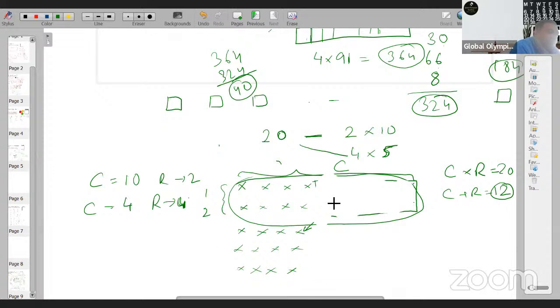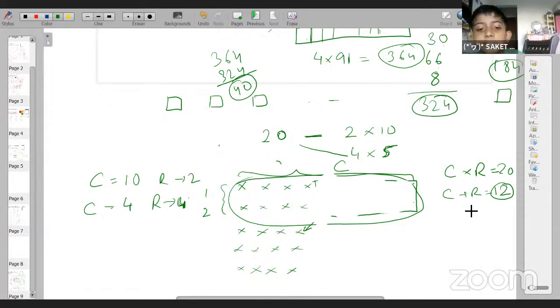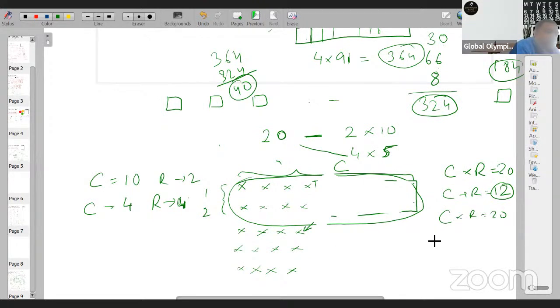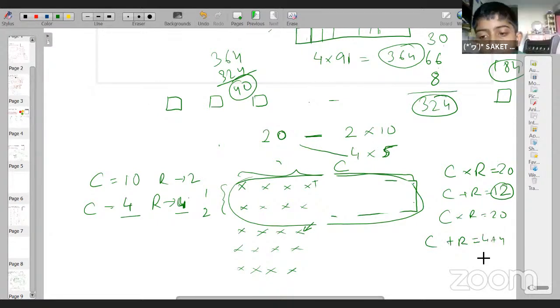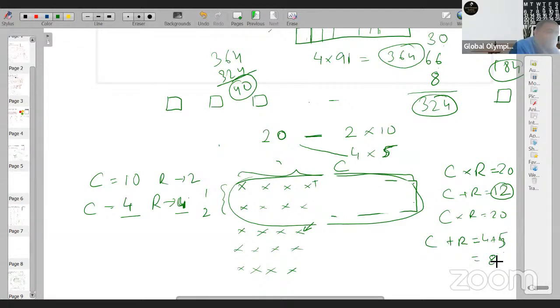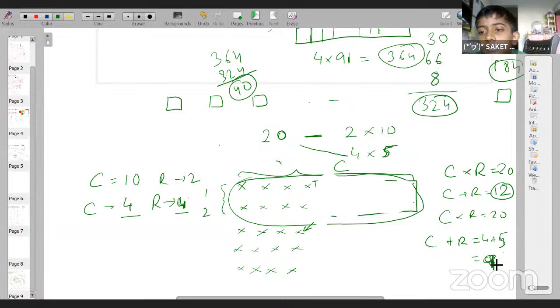So now still we have 20 objects, correct? Column into row is still 20. But column plus row became what? 4 plus 5, sorry, row became 5. 4 plus 5 is 9. Understood?